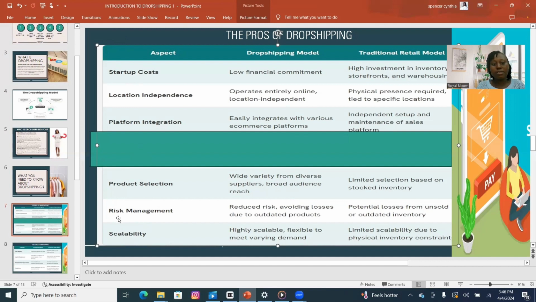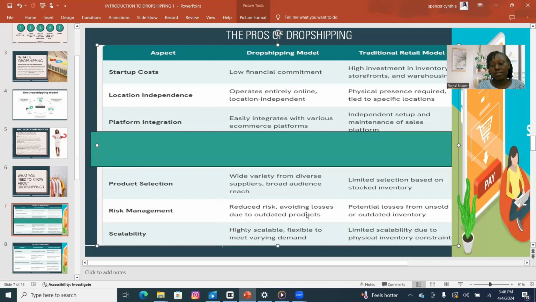Now, the next is risk management. As a dropshipper, you have lower risk compared to your supplier who has a store and has stock. You understand? You have lower risk. For instance, let's say there is a reigning fashion item that is currently trending. As a dropshipper, you have the opportunity to sell this item without having it in stock and without worrying if it will go out of trend. You don't have to worry about that.